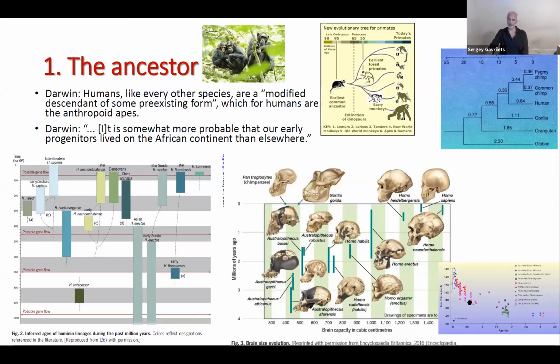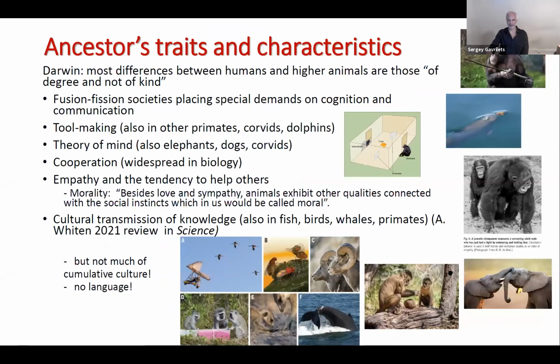And then about 500,000 years ago, a process started what looks like an exponential increase in brain size. So this is very interesting. What about ancestral traits and characteristics? Well, again, Darwin's conclusion was that most differences between humans and higher animals are of degree and not of kind. And our ancestors had a number of very important characteristics that were augmented and further developed in our species. We lived in fusion-fission societies that put special demands on cognition and communication.